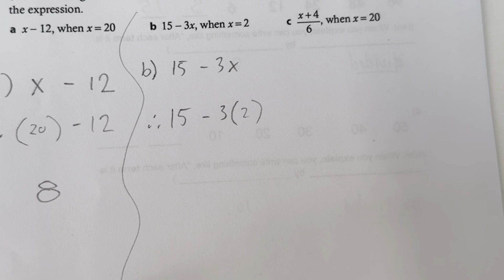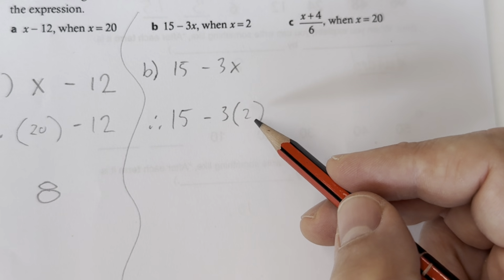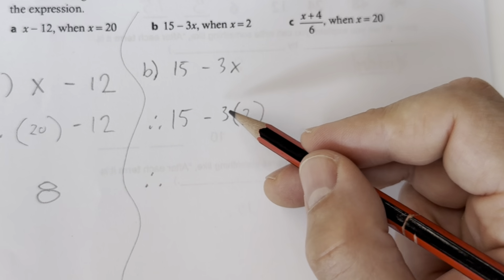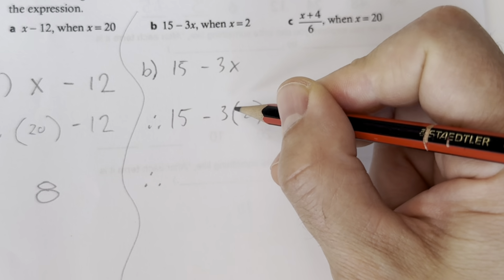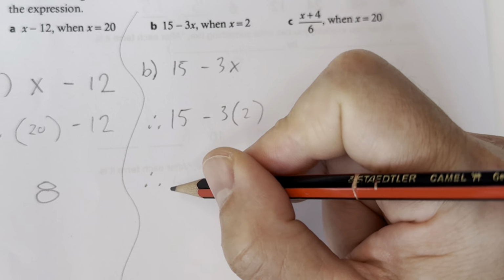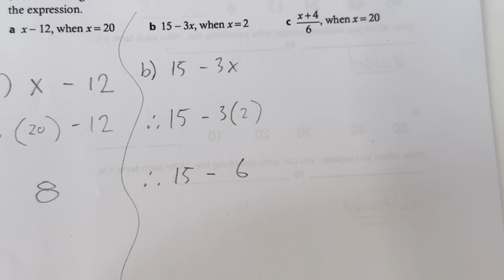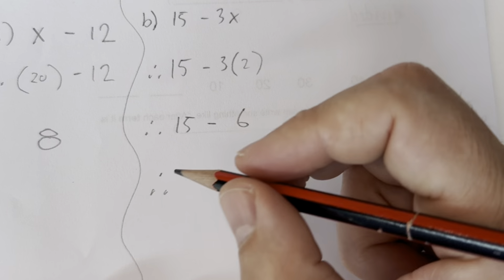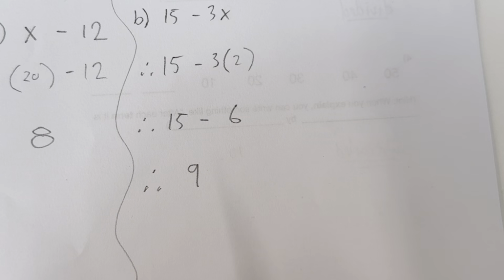That is my substitution. And now it's saying here I need to multiply. So I have a negative 3 times 2, or you can just leave it as a minus and a plus 3. It doesn't matter. Okay, so 3 times 2 is 6. So it's 15 minus 6. Okay, and now that we've done that, we just need to solve this thing. What is 15 minus 6? Well, that is 9. And you are done.